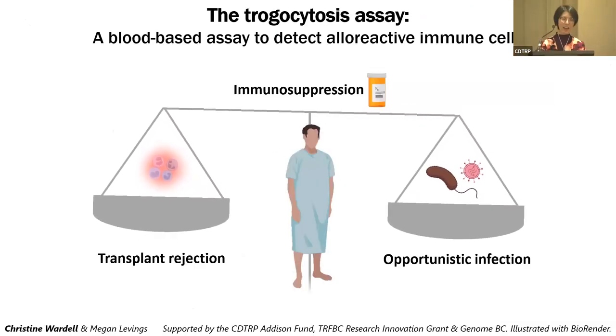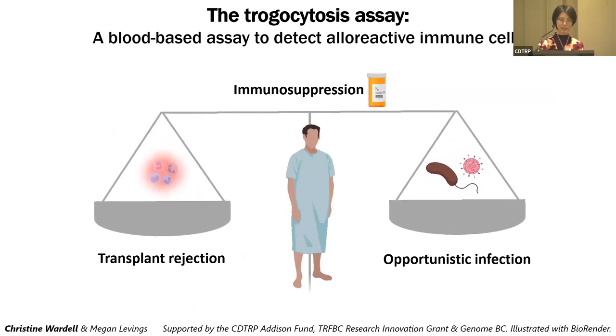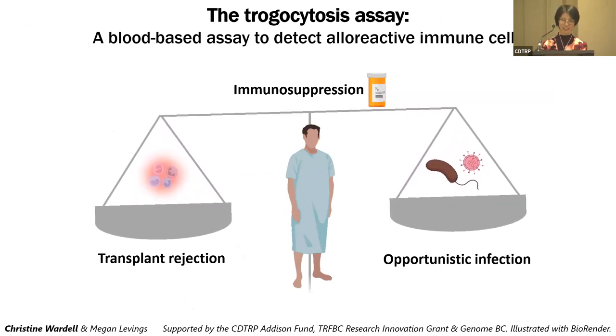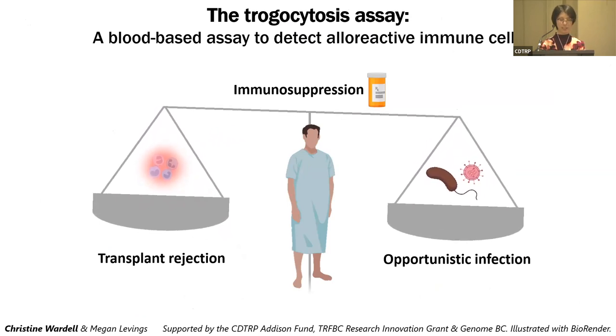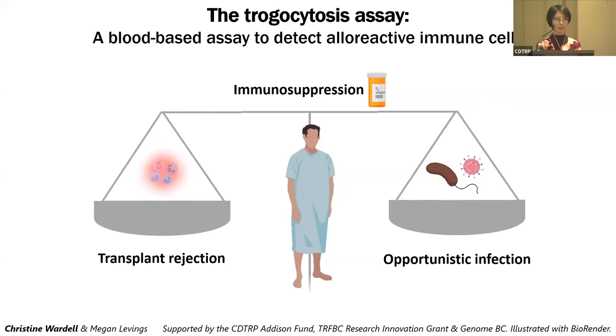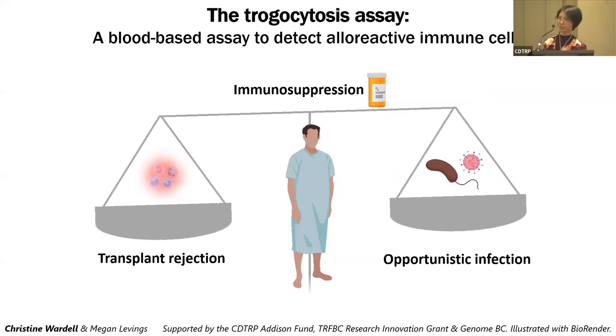Thank you. And for our next speaker, Christine Wardell, who is a PhD candidate in immunology at the University of British Columbia. She will be presenting on trogocytosis assay, a blood-based assay to detect alloreactive immune cells. So let's welcome.